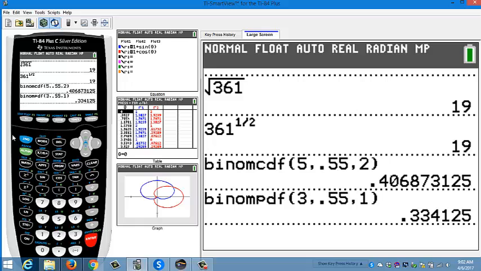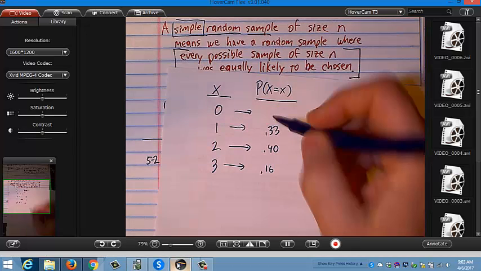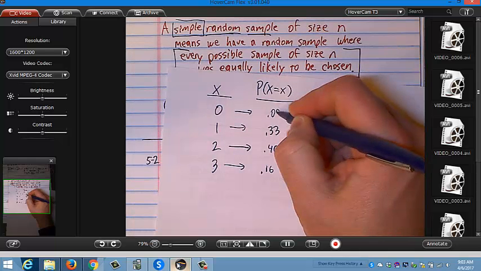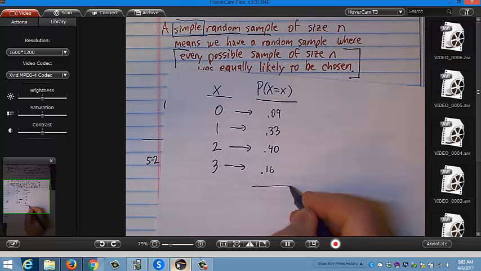And by the way, if I do the same thing with 0, I'm going to hit second entry and just change that 1 to a 0 to be really fast. I get 9%. Okay. Now, is it true that these add up to 1? Oh, not quite, right? If you guys add those up, I think they add up to 0.98.